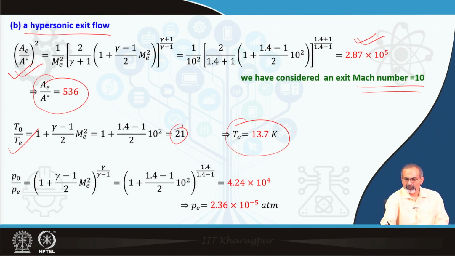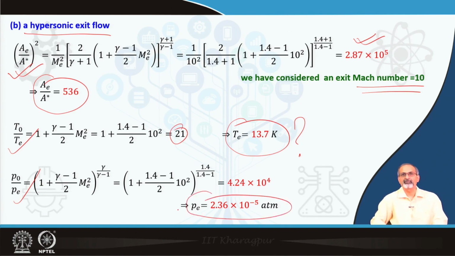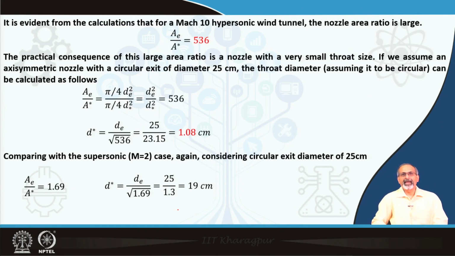So, the huge issue with this temperature, first of all, is that we will not be able to prevent liquefaction of air. So, that is a major impediment we have to work out. As far as pressure is concerned, we get a value of 4.24 into 10 to the power of 4 as the ratio, which means the pressure also drops to a very low value, much lower than atmospheric pressure. And then how do we handle these difficulties at Mach 10 conditions in a situation like this, where we are expanding the flow from atmospheric conditions, is an issue.